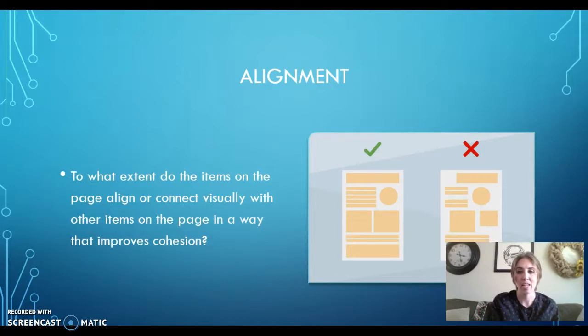Alignment. As we do this aspect of visual analysis, we want to look at to what extent the items on the page align or connect visually with other items. Alignment can teach us a lot about family dynamics in these pictures. If people are closely grouped together, if they're touching each other perhaps, it could communicate a more dynamic, closely connected family than if they're further apart or spaced in odd or awkward ways. So we want to look at alignment in the images as well, to see how the pieces of the visual come together to create a message for us.